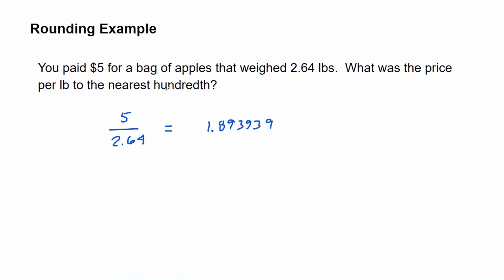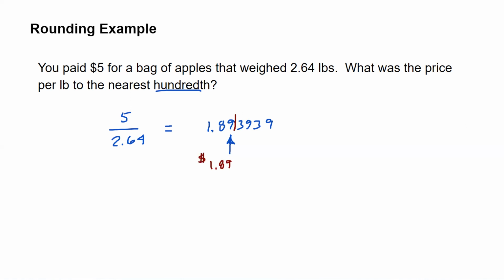So where is our hundredth place? It is that second number to the right of the decimal. It's right there. If I'm going to use the door approach here, I'm going to put up a door just to the right, or I'm going to visualize a door. I look at the next number. If it's 5 or more, I'm going to round up. Otherwise, I'm going to leave it alone. It is not 5 or more. So this answer becomes $1.89.